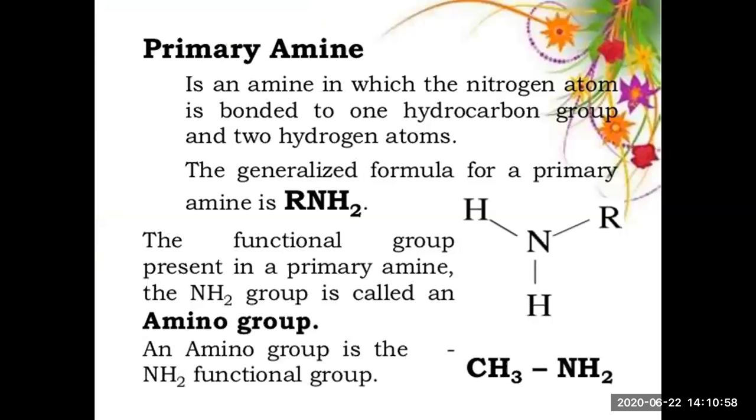First type is primary. A primary amine is an amine in which the nitrogen atom is bonded to one hydrocarbon group and two hydrogen atoms. The generalized formula for a primary amine is RNH2. In the functional group, N is inside, and here we can see the 2 hydrogens, and the third one is any compound of that nature. The functional group present in a primary amine, the NH2 group, is called the amino group. Once again, this is called the structural formula, and this is called the chemical formula. Whatever element is there for R can be connected with any other carbon or hydrogen. That type is called a primary amine.